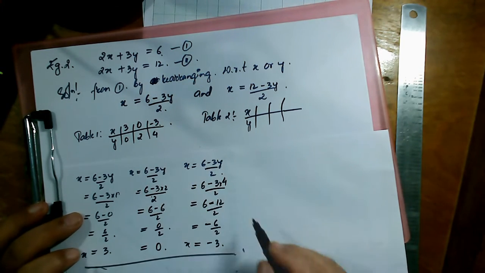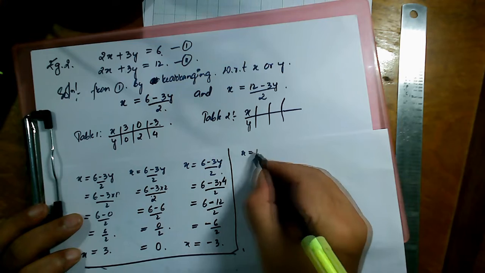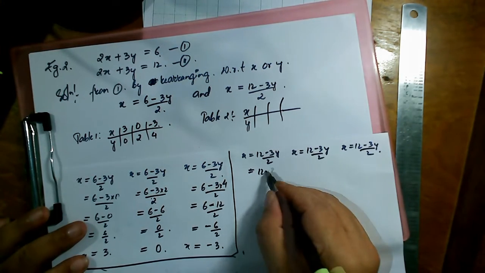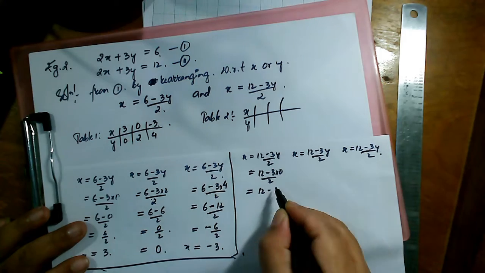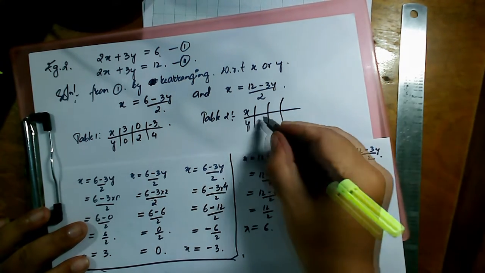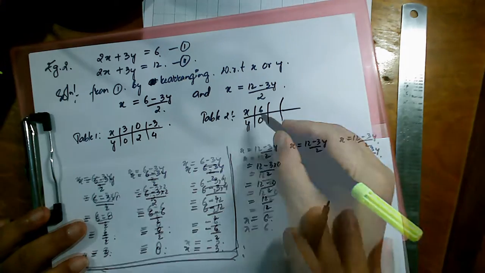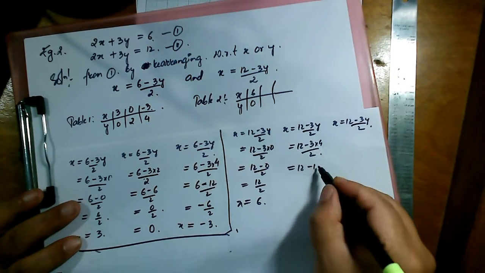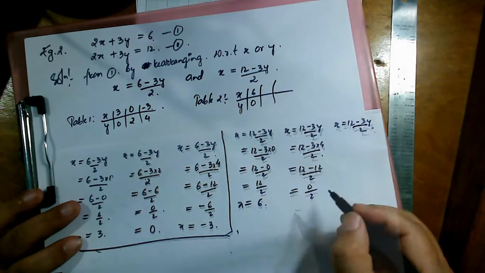And for table 2, let's say x is equal to (12 minus 3y) by 2. Now let's take y is equal to 0. 12 minus 0 is 12, by 2, 6. When y is 0, x is 6. Take y as 4: 12 minus 3 times 4 is 12, so 12 minus 12 is 0.